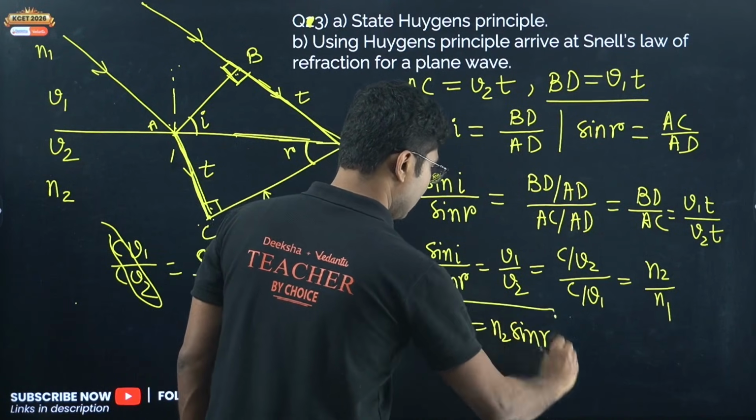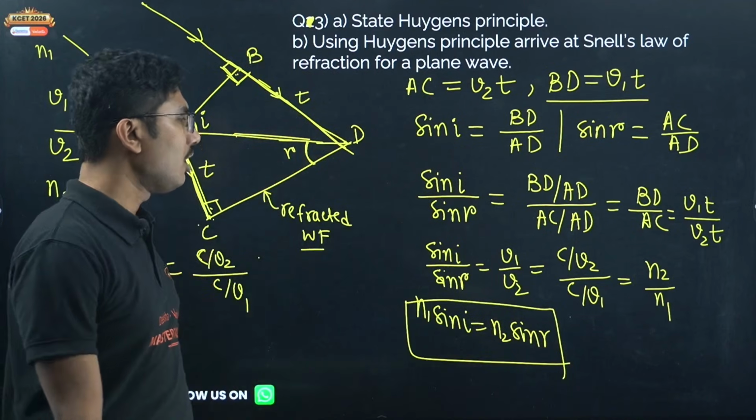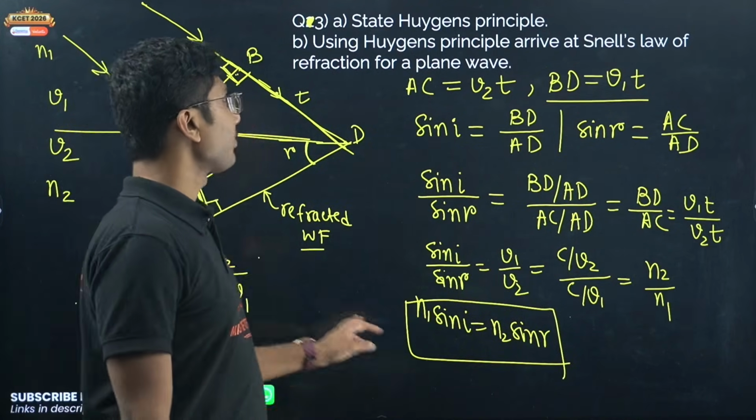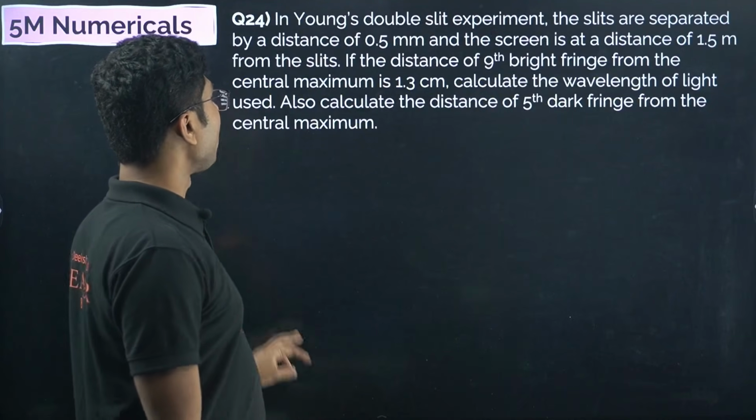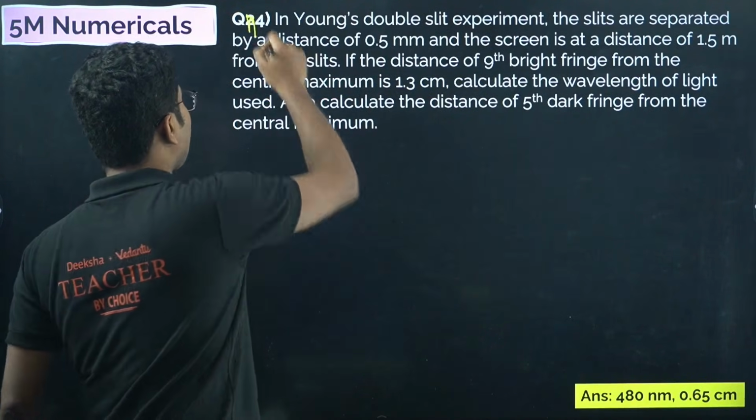So this is the, what is this? This is the generalized form of Snell's law, hence proved. Okay, now next we will be solving some numerical. This is the last question, so only 4 questions from this chapter.